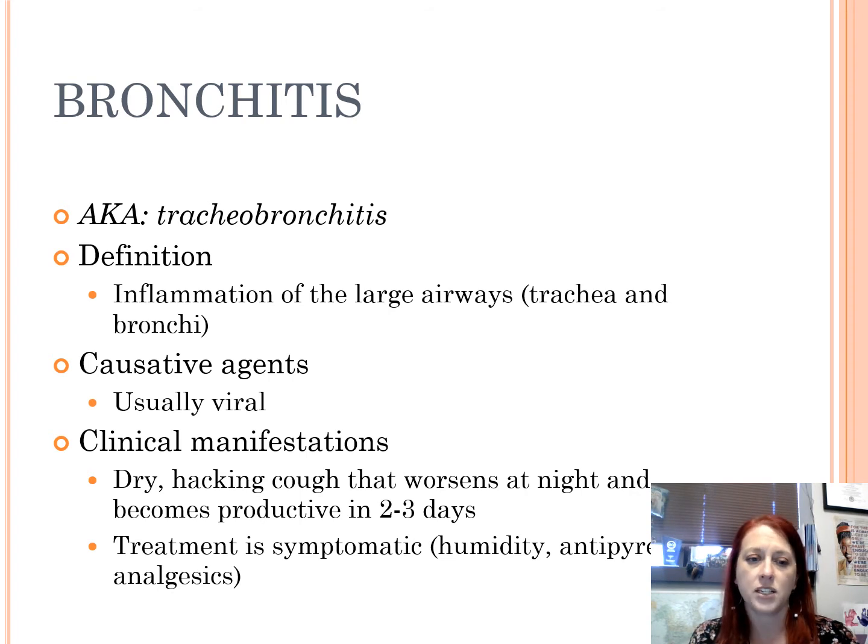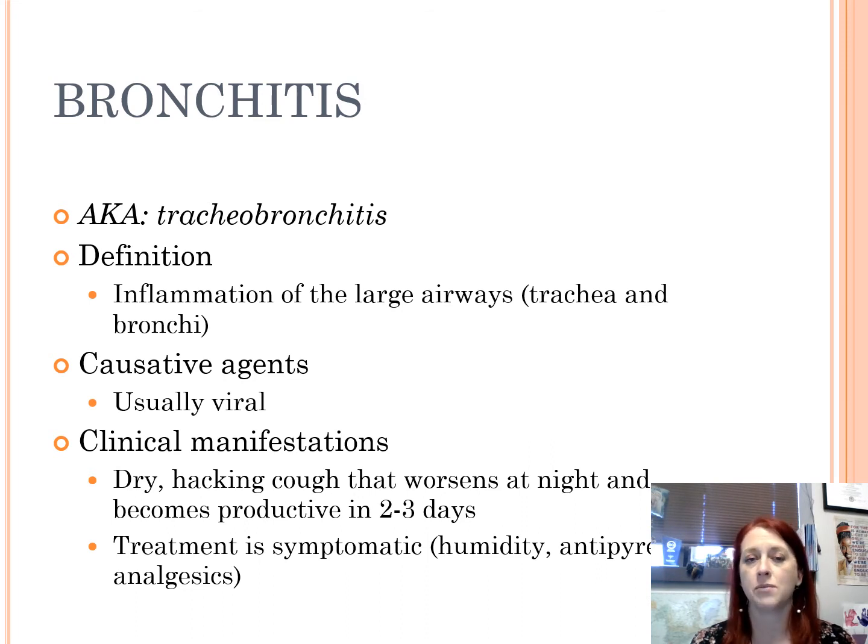And the classic with this one is a dry, hacky cough that has a tendency to get worse at night, and then it can become more productive after a couple of days, where they get more mucus production and sputum. Unfortunately, when those lungs are irritated like that, it can last for several weeks. So the virus may be out of the body, but that irritation, that inflammation, and the cough can last for several more weeks. So this isn't always an easy fix.